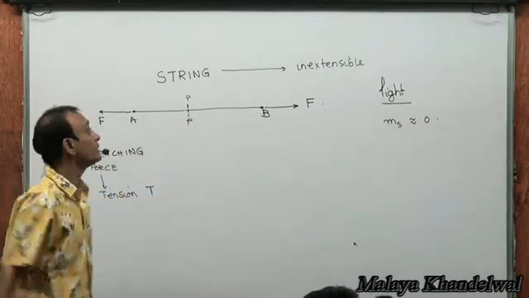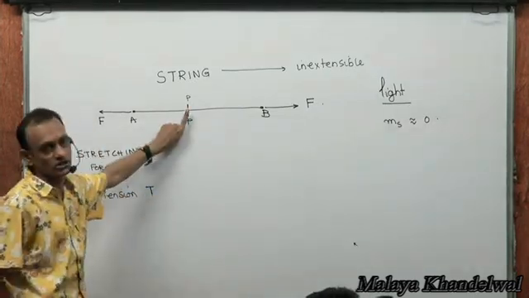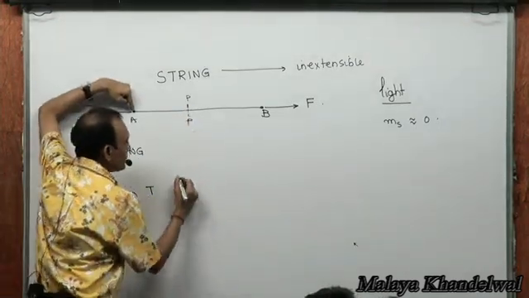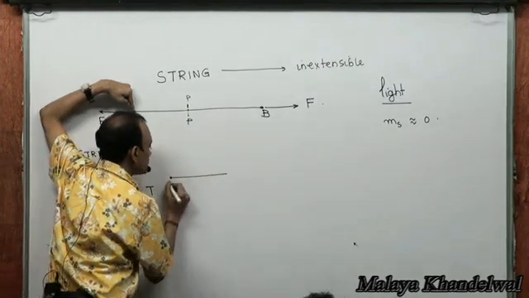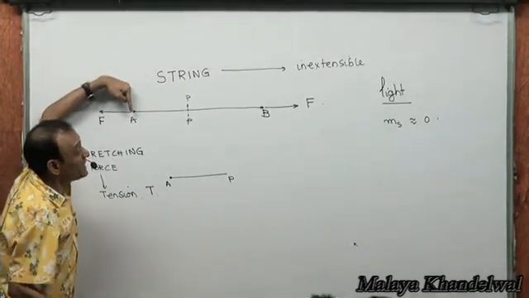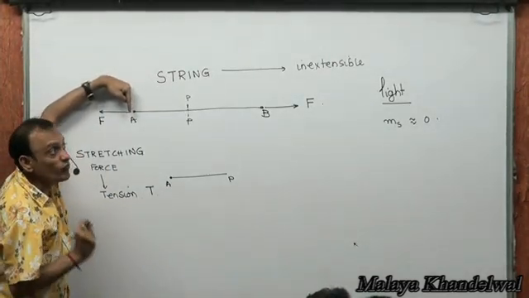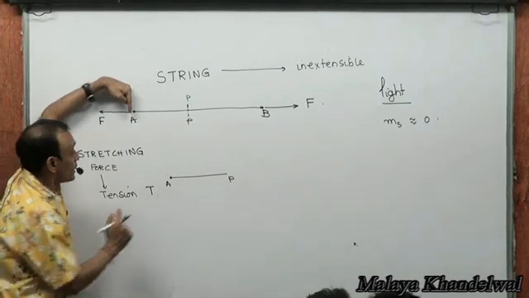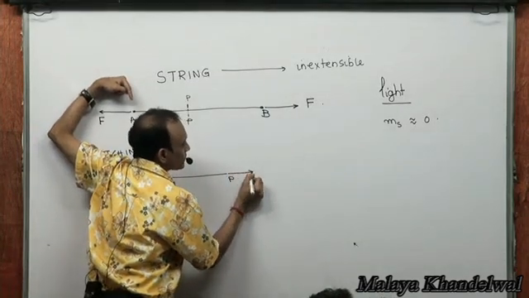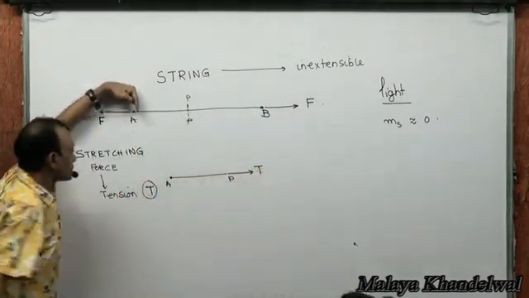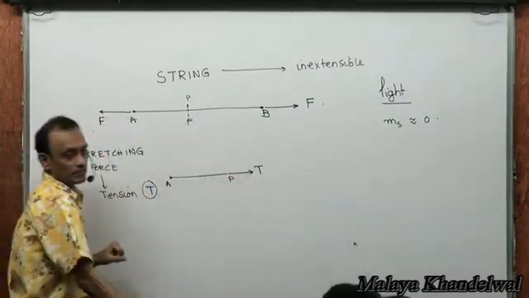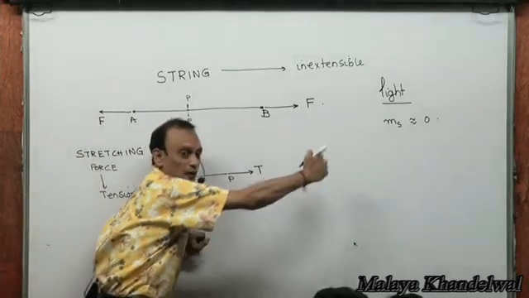What does it mean? When I say the tension at this cross section is T, it means, there is a segment AP of this string, right? At P, if I say the tension is T, that means the force at P is T. What it means is, this T would pull AP with a force T. This tension will pull AP.